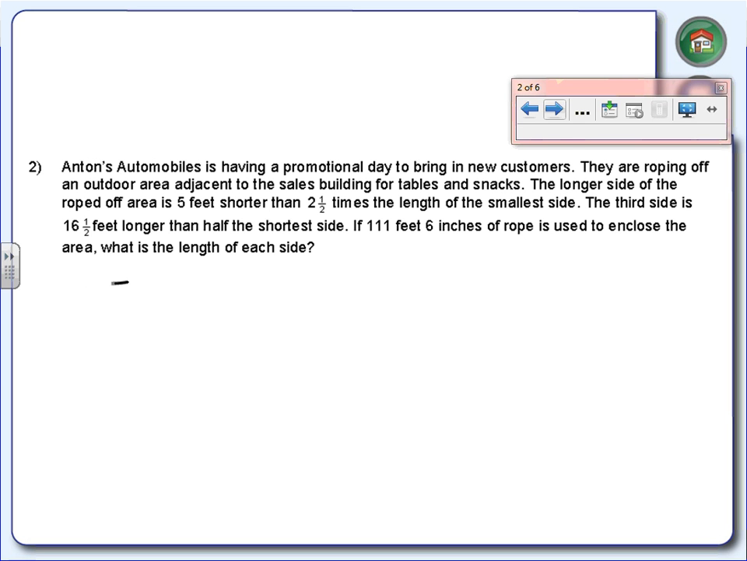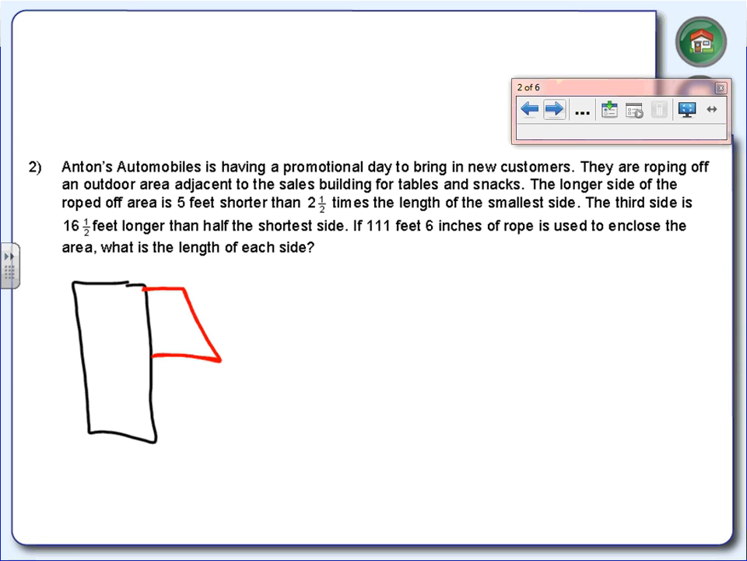Draw pictures. Pictures always help. Here's my building. There's the building. We've got a roped off area adjacent to the building. So I'm going to show my roped off area. There's my roped off area. Now keep in mind, all the sides are a little bit different. So this red represents my roped off area.